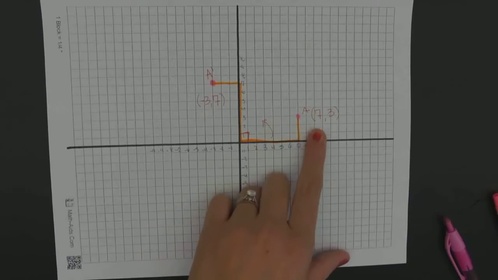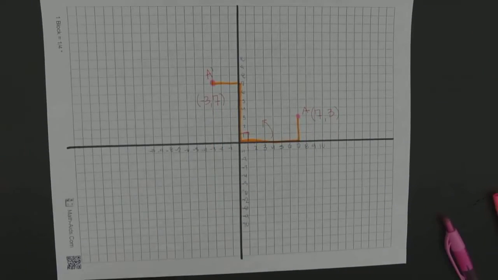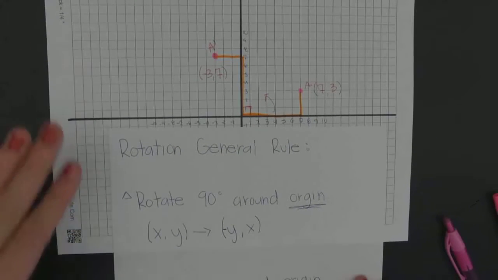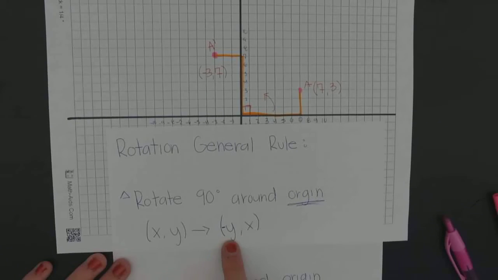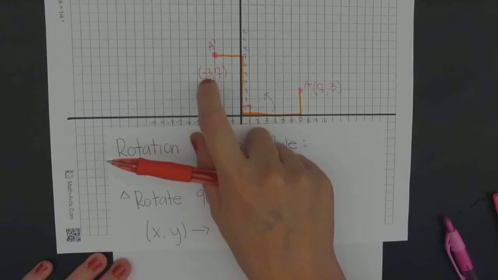Like in this one I have a 7, 3, and in this one I have negative 3, 7, but do you see how the digits are kind of the same? When I rotate something 90 degrees, the general rule you can remember, and it only works if it's around the origin, just so you know, is I take my x and y and I flip them. So my y value would come first, my x value would come second, and I change the sign of my original y. In this case, my original y was a 3, so I made it a negative 3.